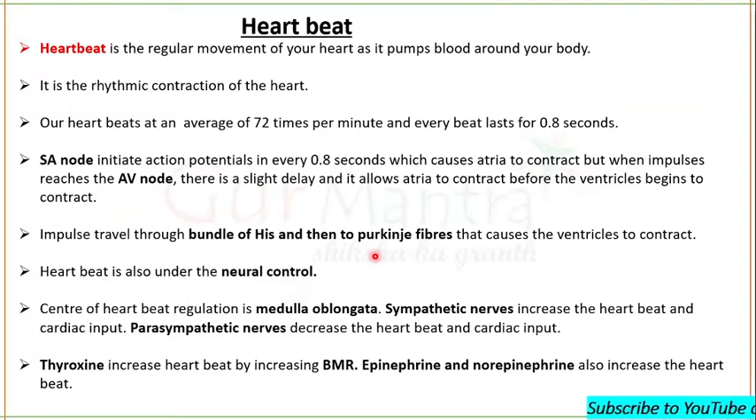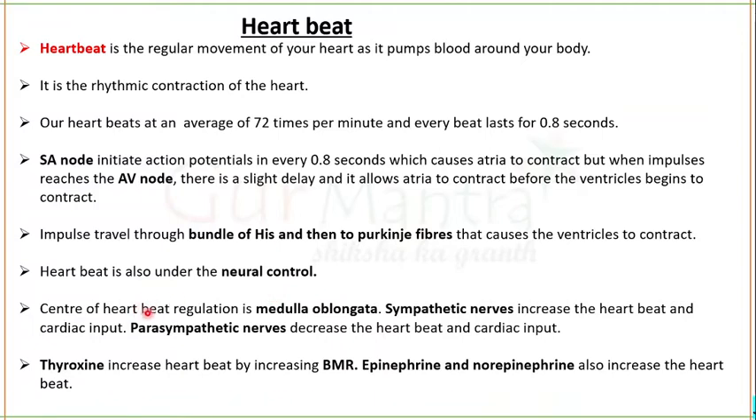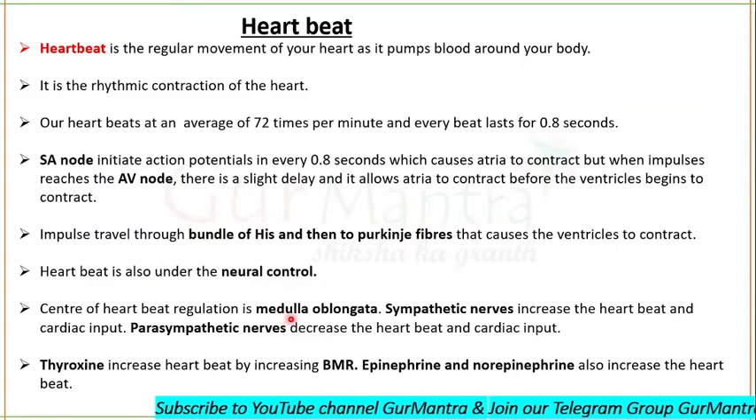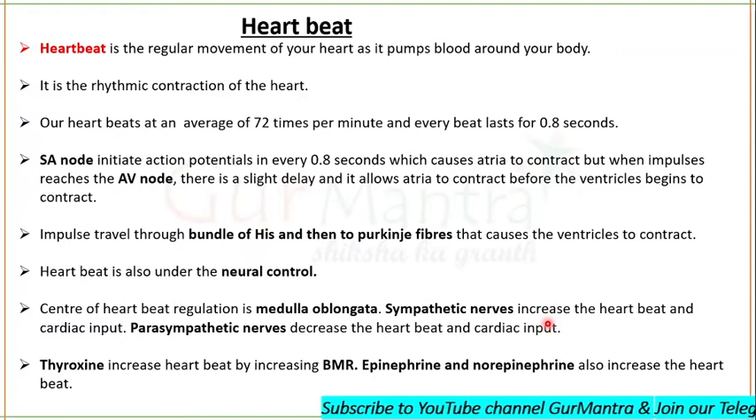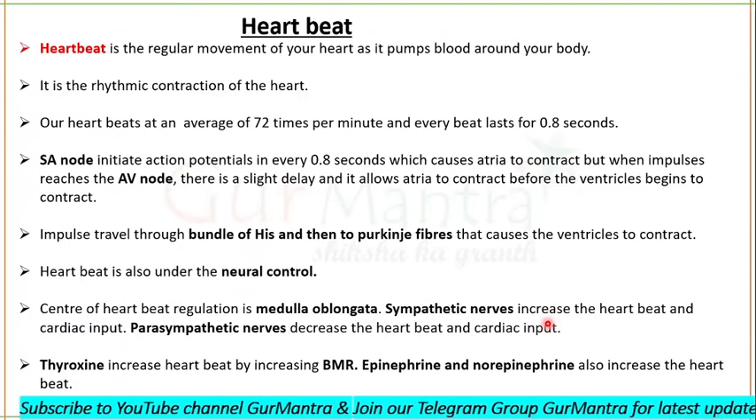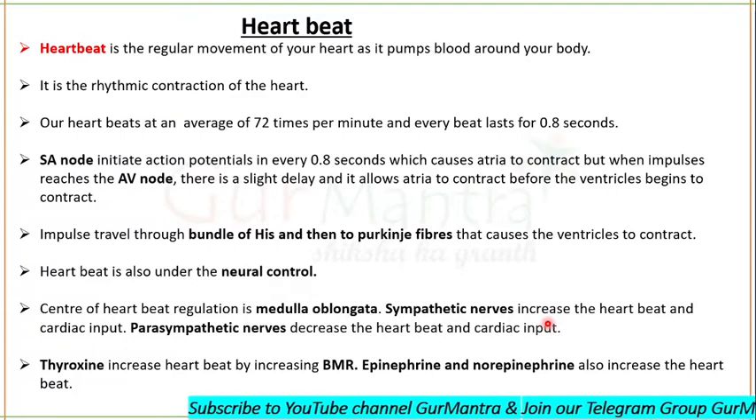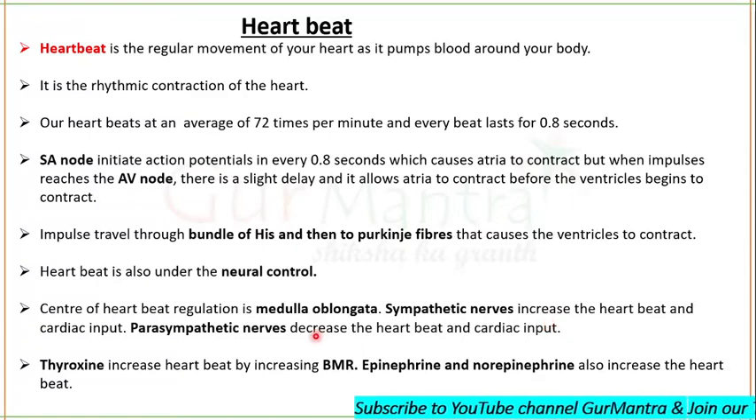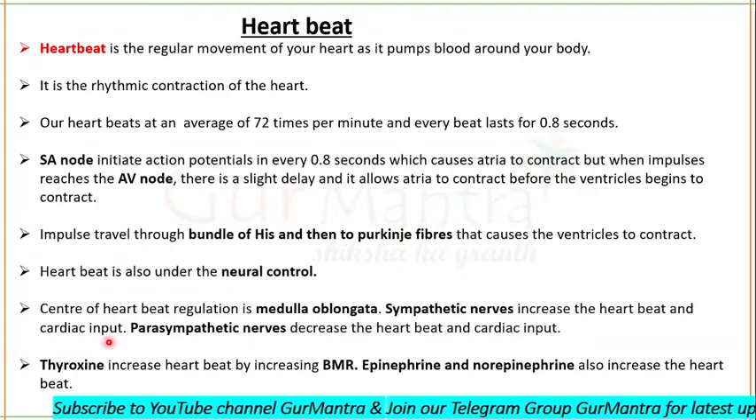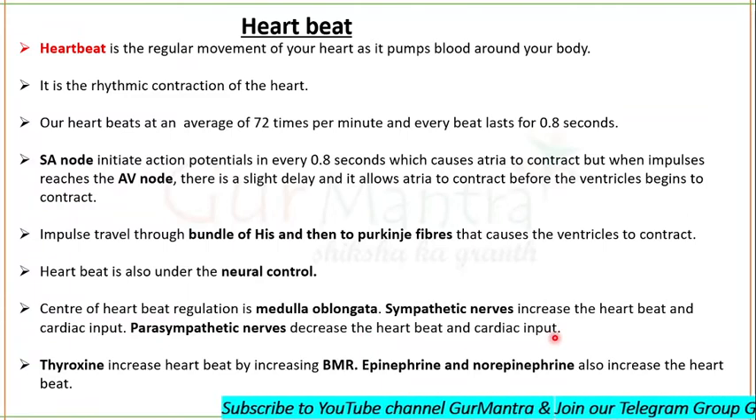Not only these intrinsic components are responsible for the heartbeat, but there is also neural control over the heartbeat. The center of our heartbeat regulation is the medulla oblongata. Remember, the sympathetic nerve increases the heartbeat and cardiac output. Sympathetic nerves, a component of the autonomic nervous system, increase the strength of ventricular contraction, and ventricular contraction results in increased cardiac output, not input. It's cardiac output. While the parasympathetic nerve decreases the heartbeat and decreases the cardiac output. It's not input, it's output.